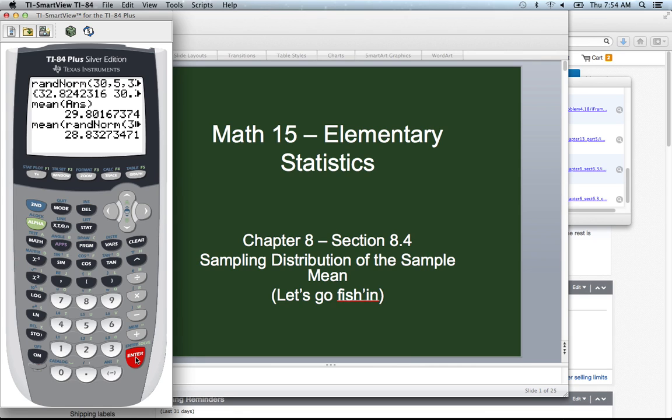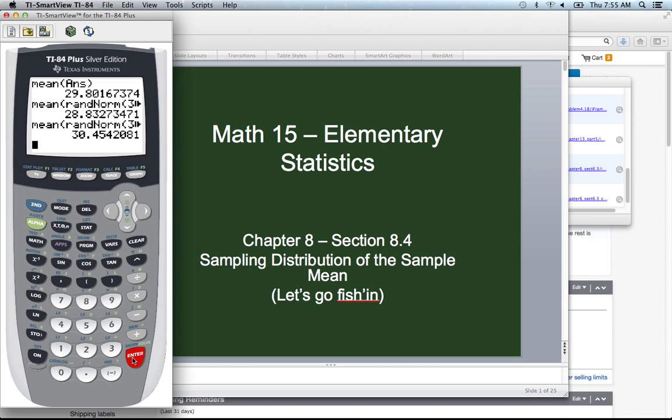Now that I have the syntax set up for sampling and calculating the mean, all I have to do is press enter, and the calculator will start to print out sample means. These are sample means based on a normal distribution with a population mean of 30 and a population standard deviation of 5 and a sample size of 33. So I understand this is complicated, what we're doing, okay?